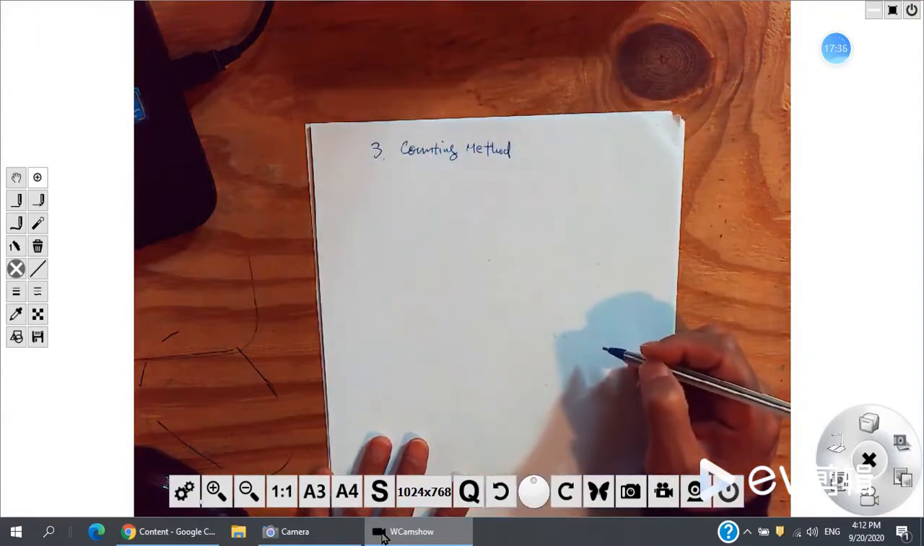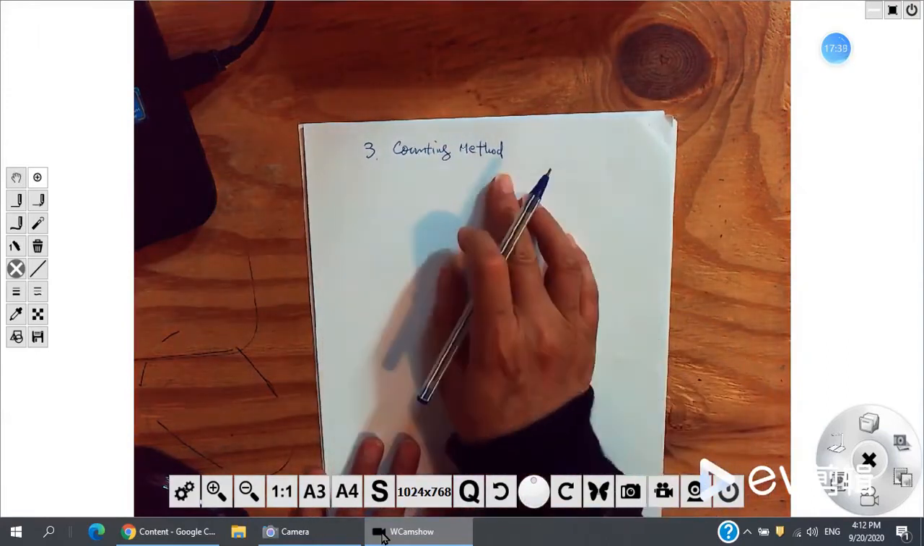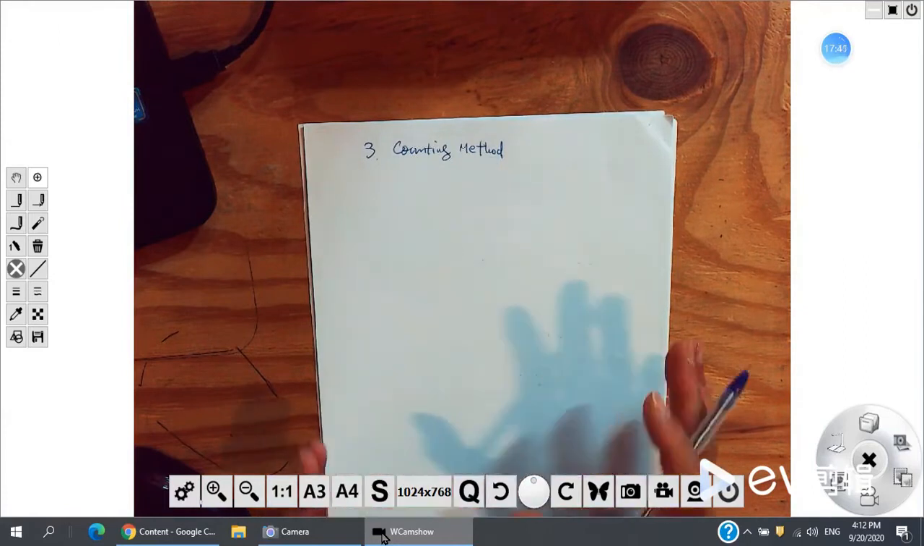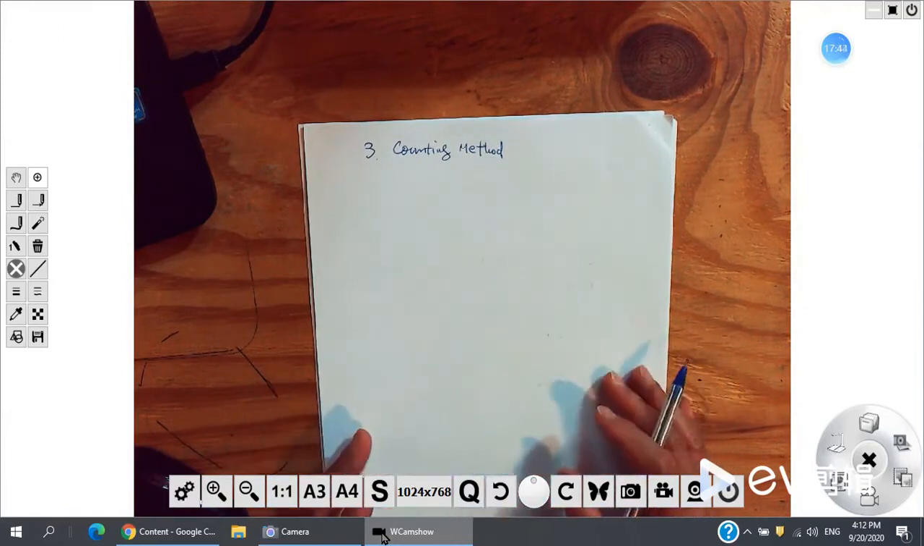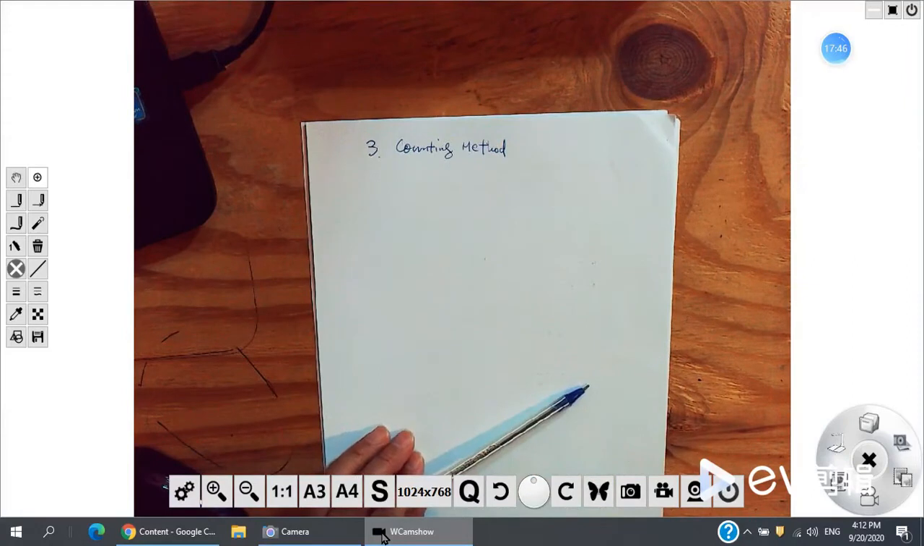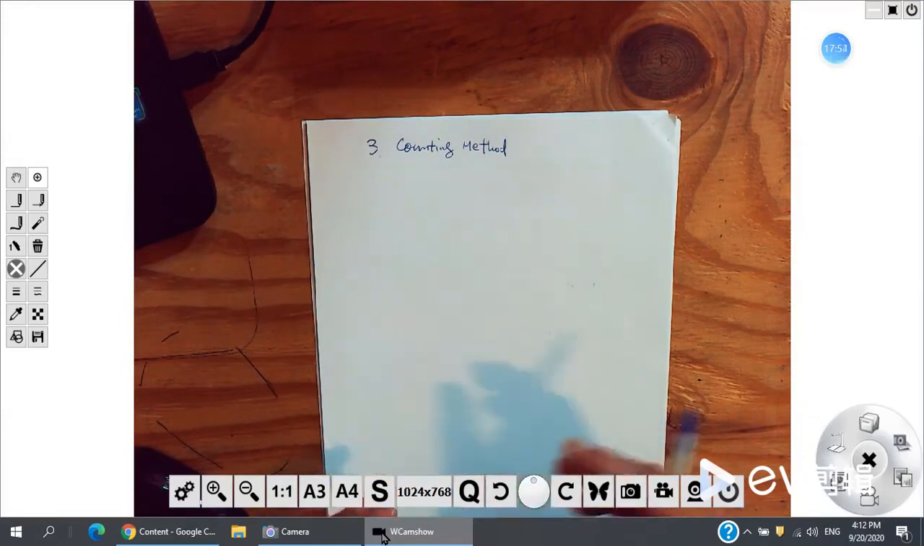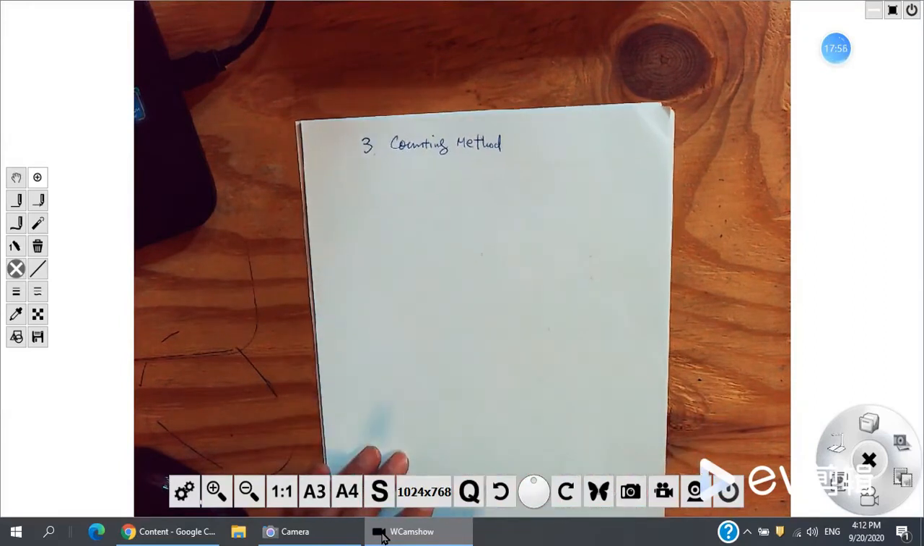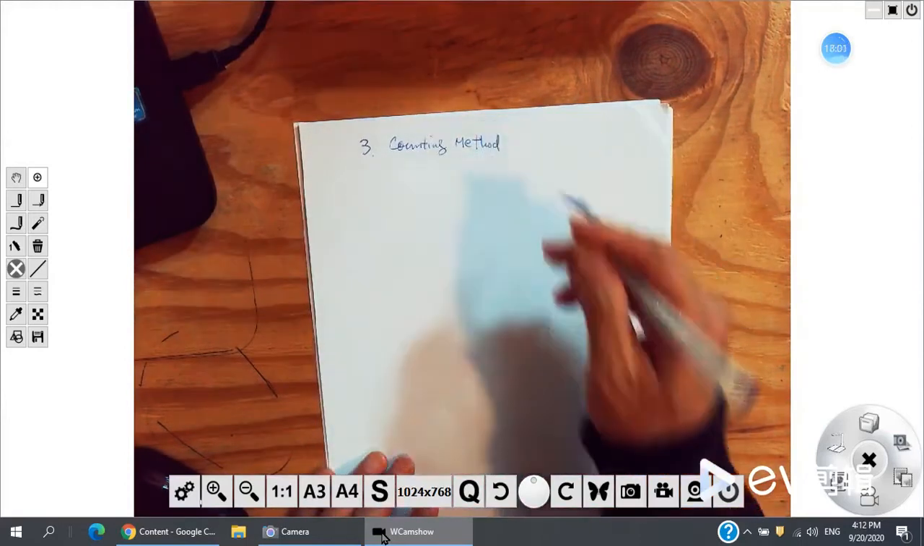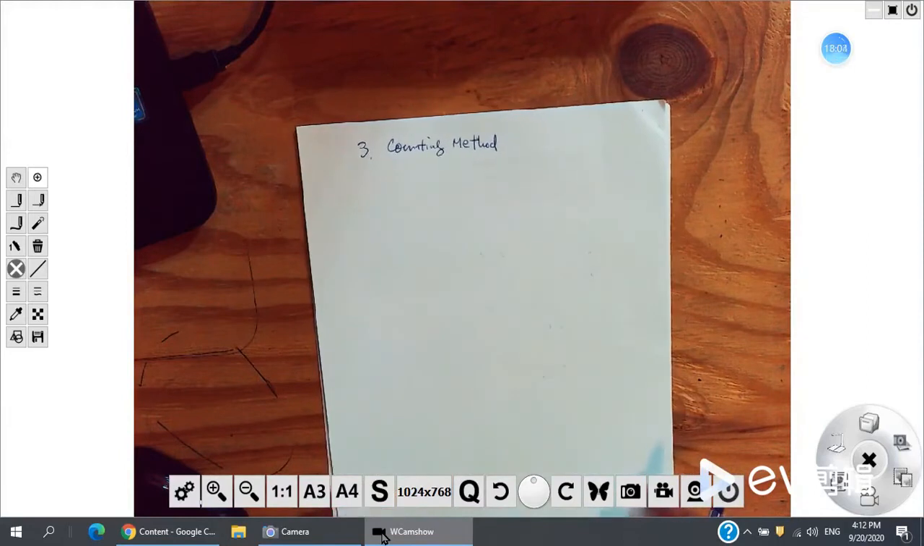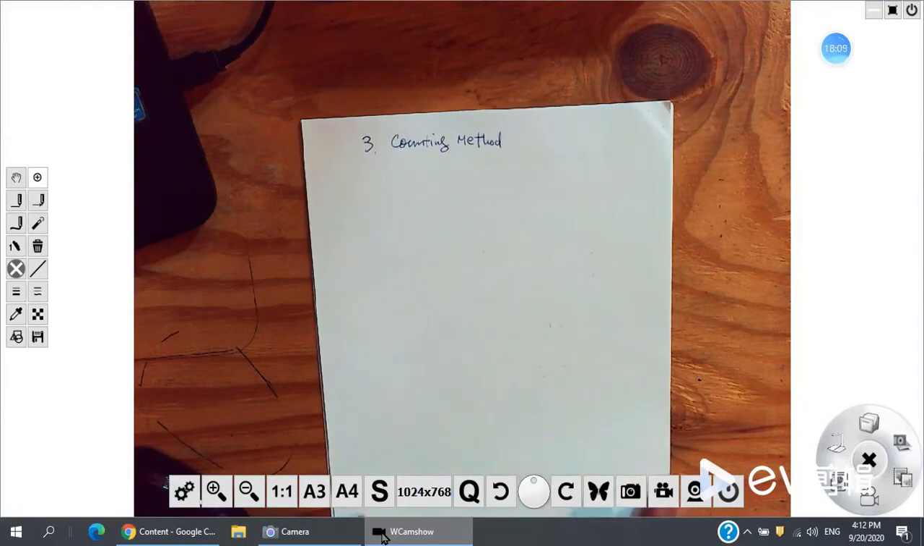Counting method. Do you remember what the counting method is? You have several objects, and you want to pick some from all of the objects. Then how many different ways are there to pick them? So it's a counting method. And we have different kinds of situations: with replacement, without replacement, with order or without order. So we have several different cases.